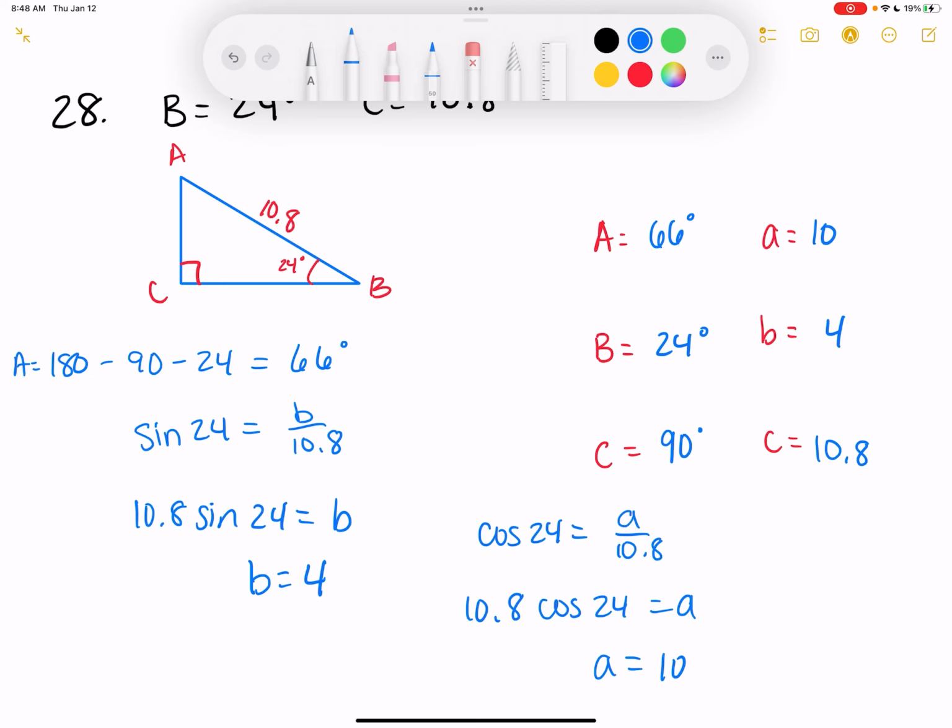All right, what do we get? Angle A, 66 degrees. I'm gonna just do the stuff that we didn't know. Side A, 10, and side B, 4. Obviously, angle C we technically knew.